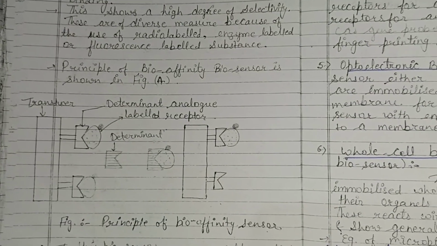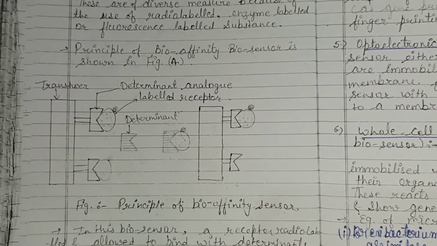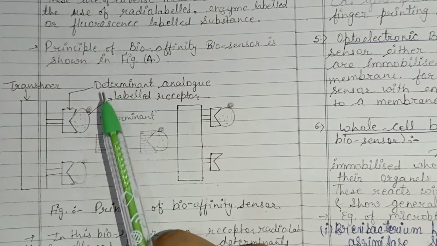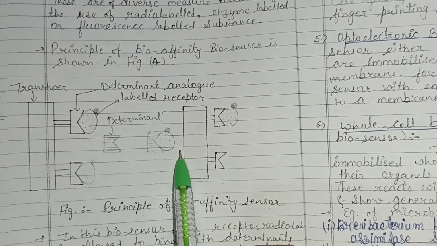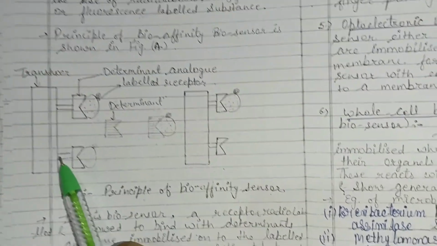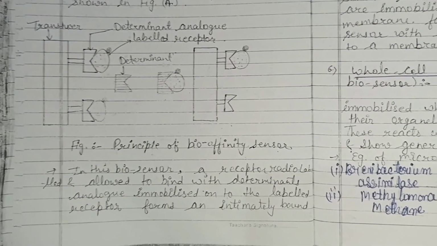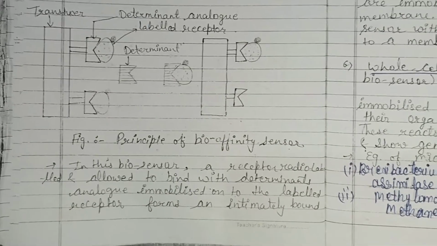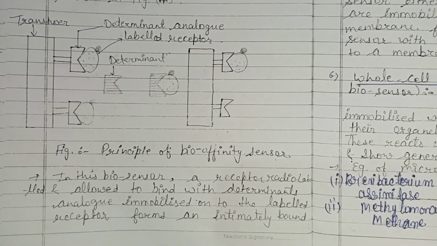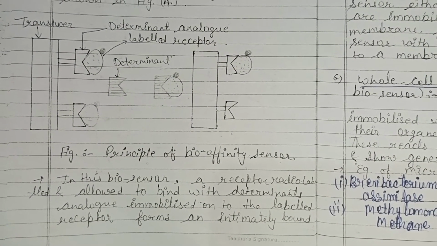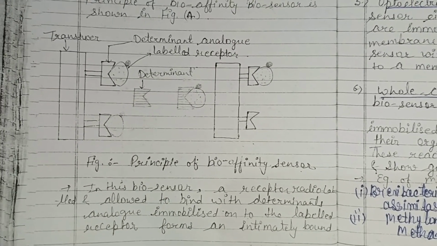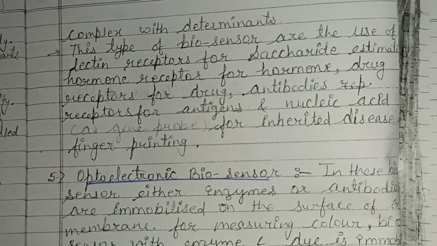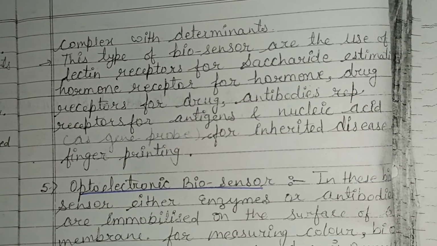Principle of bioaffinity biosensor is shown here. So this is the diagram. Determinant analog, labeled receptor. This is the determinant that will attract the receptor. This is the transducer. Then in this biosensor, a receptor is radio labeled and allowed to bind with the determinants analog, immobilized onto the labeled receptor, forming an intimately bound complex. That is, here the radio labeled receptor is basically used, that is intimately bound in the complex with the determinants.